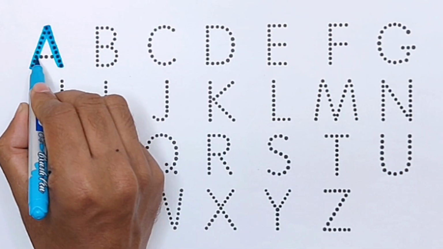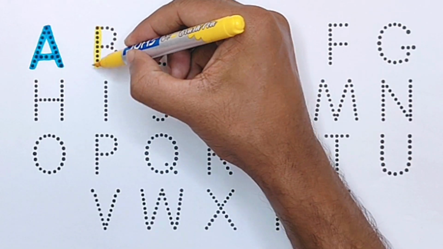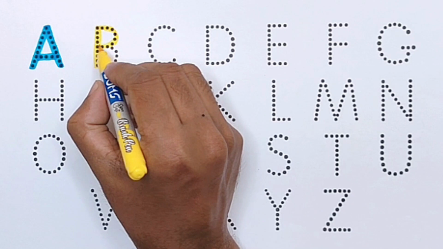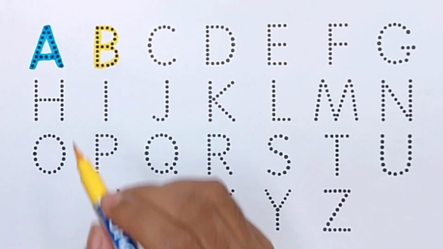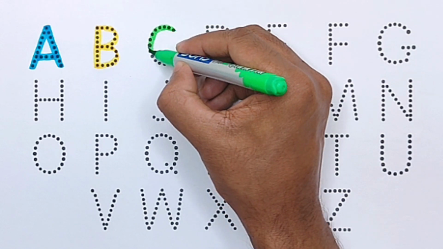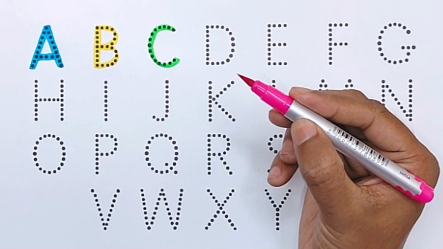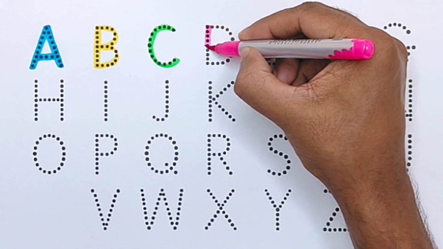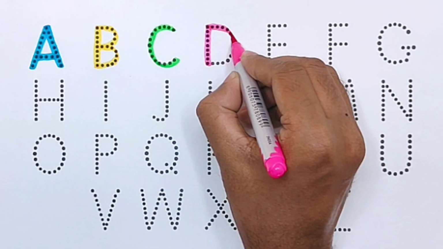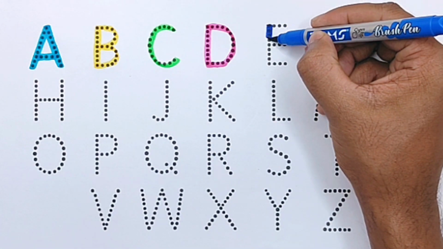A for apple, yellow color. B for banana, light green color. C for cat, pink color. D for dog, blue color.